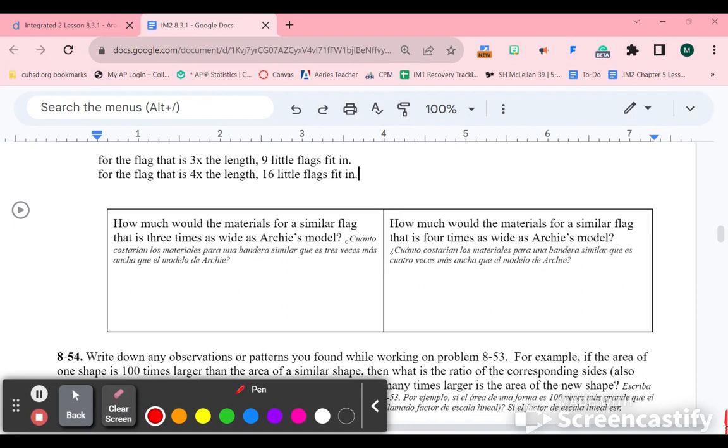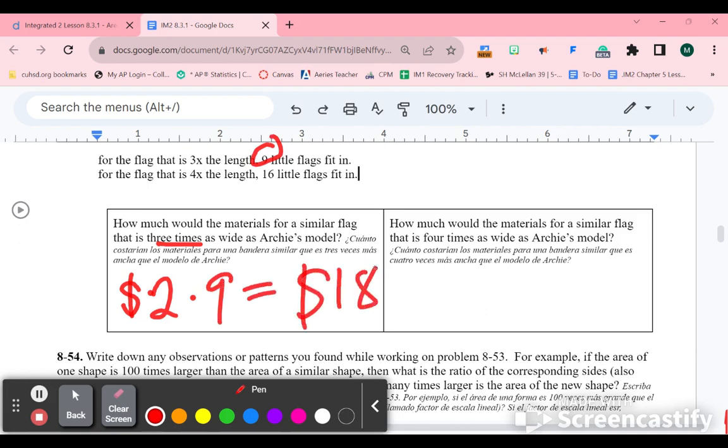Well, Archie's flag was $2, so for the similar flag that's 3 times the size, it'll be the price of Archie's flag, 2, times the number of Archie's flags we needed, 9. So 2 times 9, that's $18. And how much would the materials cost for the 4 one? Archie's flag costs 2. 16 little flags fit in the one that was 4 times as wide. So 2 times 16, and that's $32.